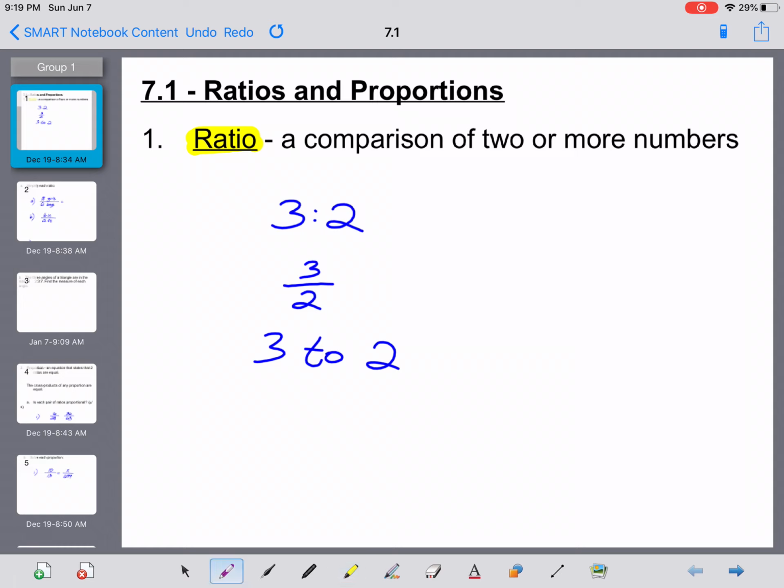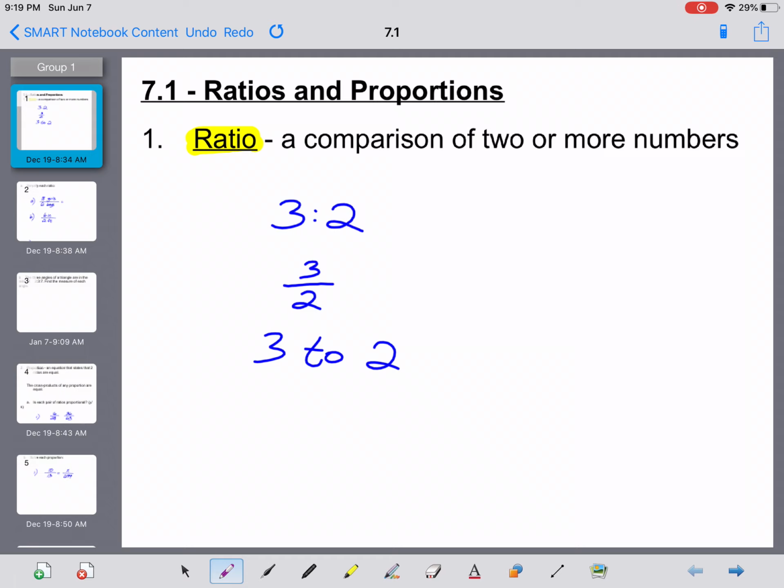And a ratio, as it says here, is simply a comparison of two or more numbers. Most of the time when we see a ratio, you're just comparing two things, but you can on occasion see what's called an extended ratio that might have more. But usually we're comparing two numbers right here.